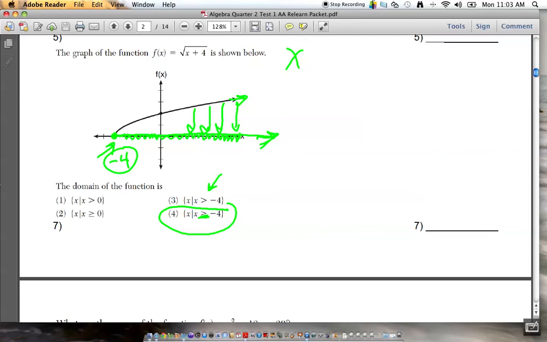If it was 0, like choices 1 and 3, then my graph would have looked like this, and it would have started here at 0. But it doesn't. It starts over here at -4, so therefore it has to be choice 4.